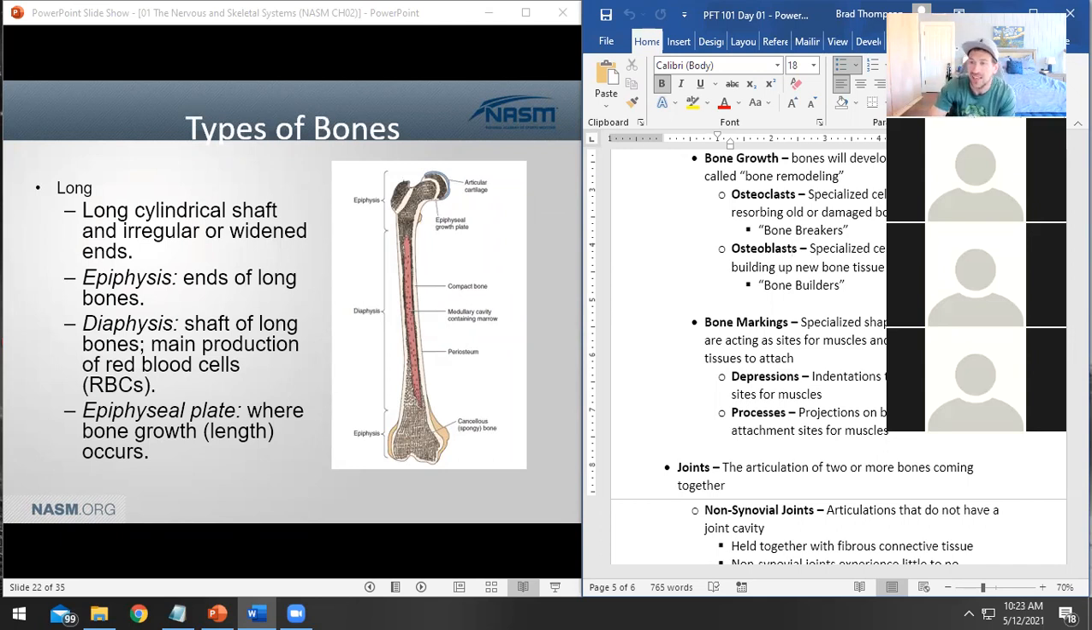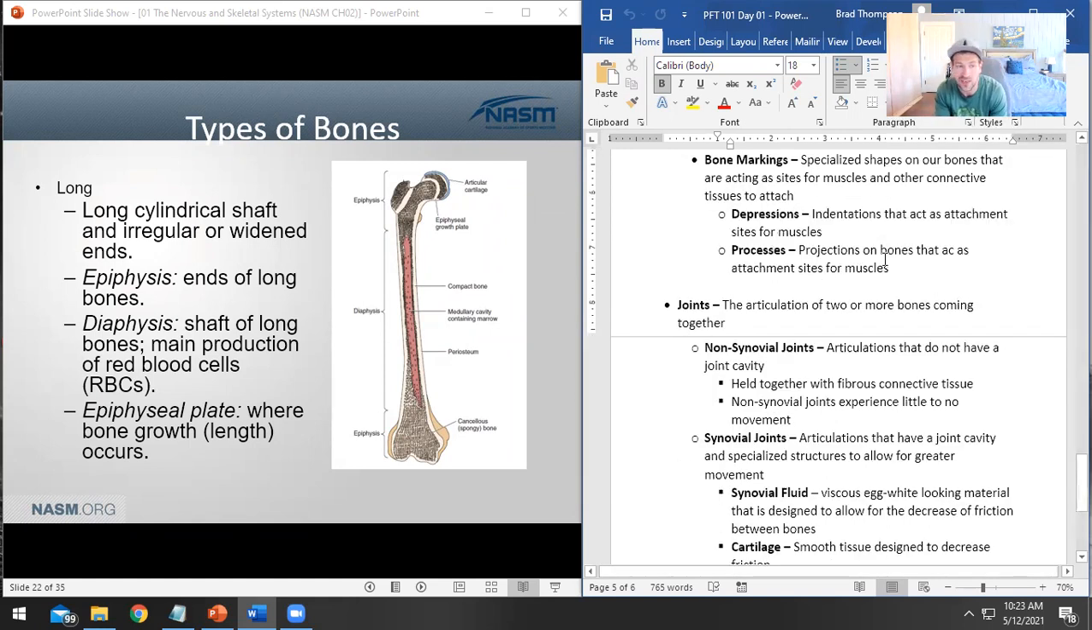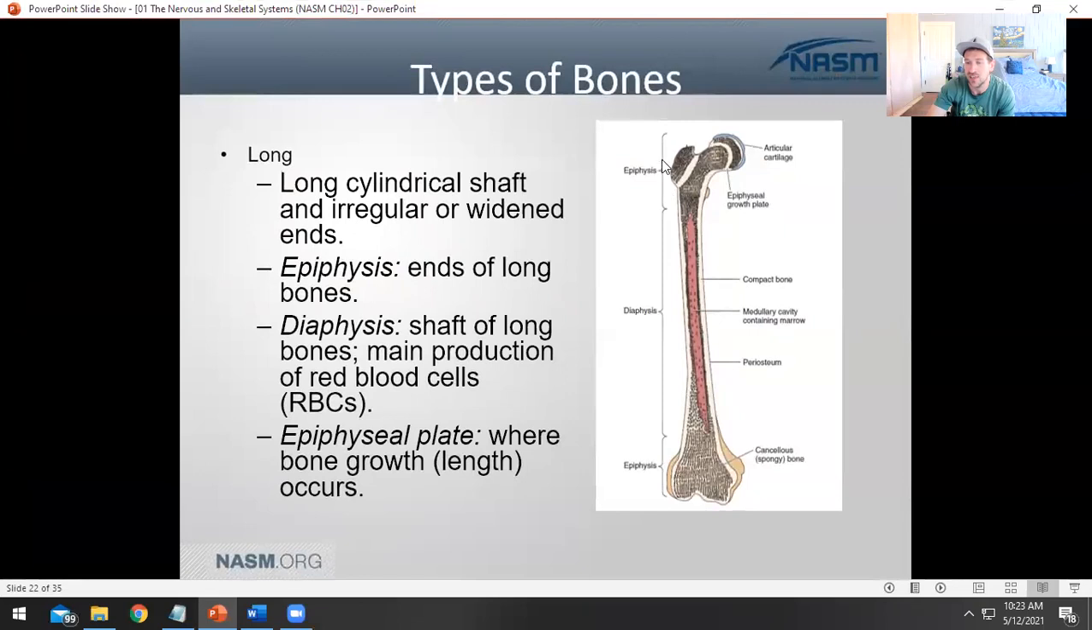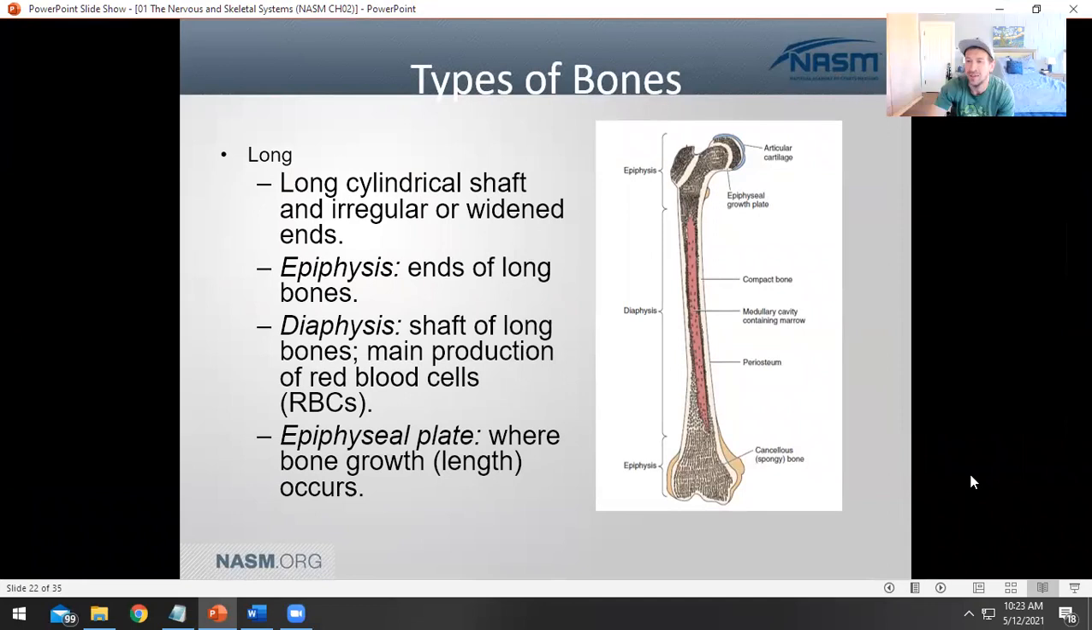Okay, so let's take a look at our bone markings here. Obviously all of our bones have different shapes. We have different types of bones, different bone markings, right? So on your bone markings, you're going to see what are called epiphyses, the big long knobs on the end of your bones.